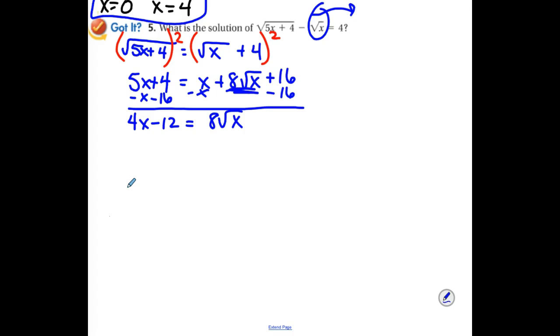Okay. Can I divide both sides by 8 without getting a fraction? No. But can I divide out something? Yes. What could I divide from both sides? A 4. And that's going to make your factoring and your squaring a lot easier. Okay? So we're going to divide both sides by 4. On the left side, what do we get? X minus 3. On the right side, 2 root x. And now it's similar to the last one we just did. Okay? We can square both sides.